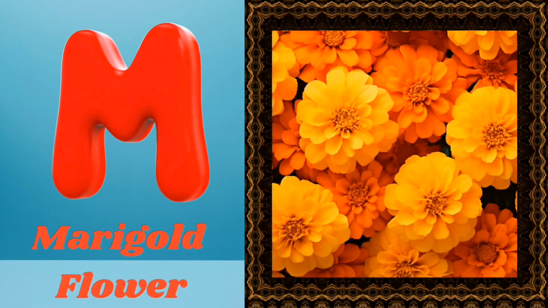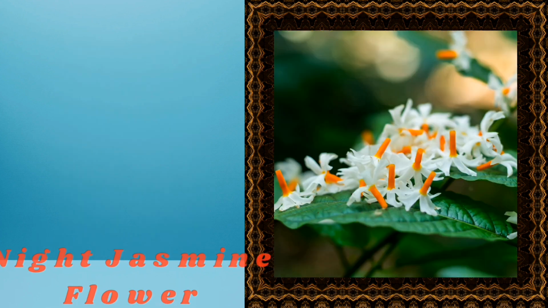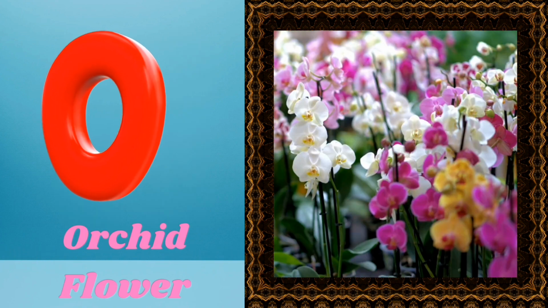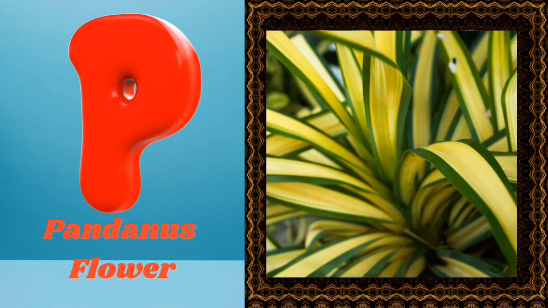M is for marigold flower. M, marigold flower. N is for night jasmine flower. N, night jasmine flower. O is for orchid flower. O, orchid flower. P is for pandanus flower. P, pandanus flower.